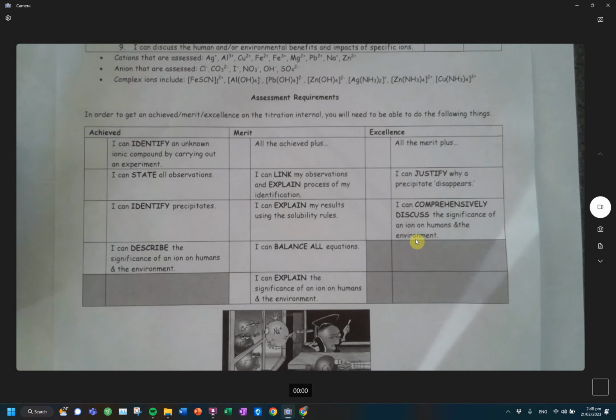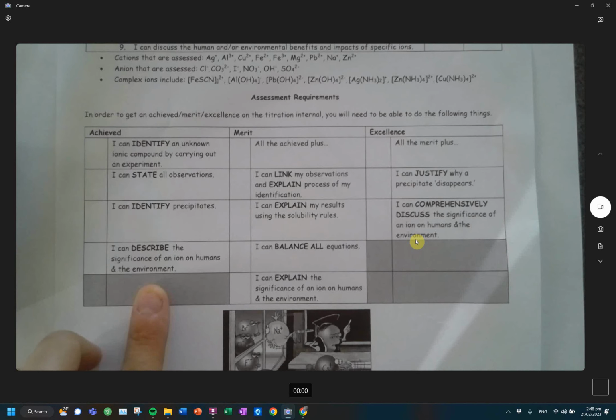So figuring out what your 2 ionic compounds could be, and then using the solubility rules to figure out which one it is. And then the last thing on this assessment: you're going to have a practical component, and you're going to have a written report. The written report is talking about the impact of those ions. So once you figure out what ions you have, you write a report on the impact of that ion to humans and also to our environment. So that's the scope of the assessment, and that's what you need to do for the Achieve level.